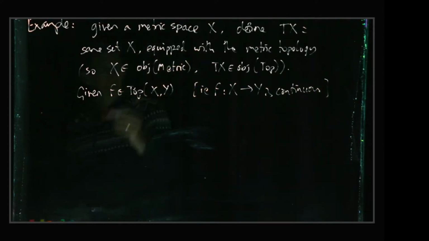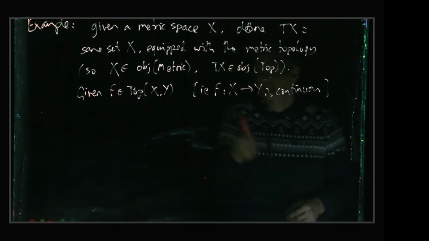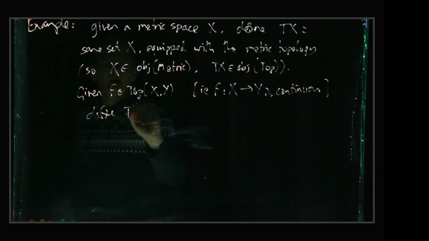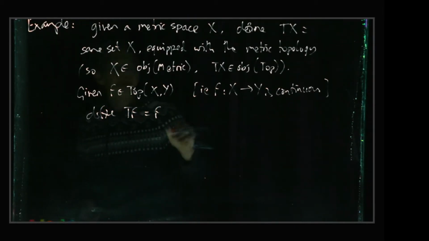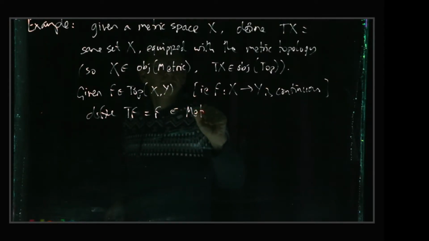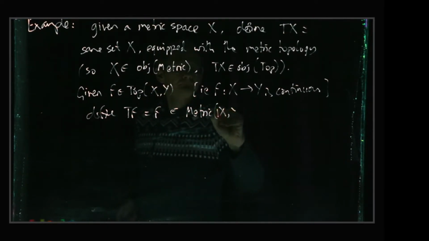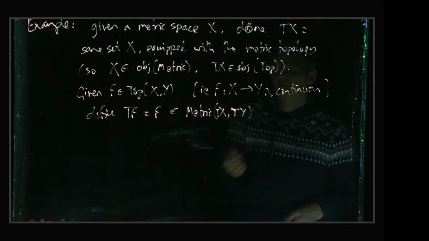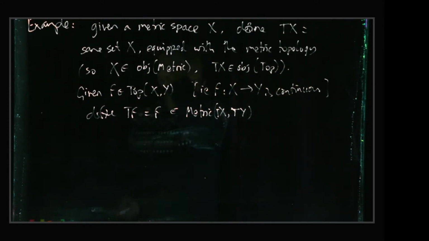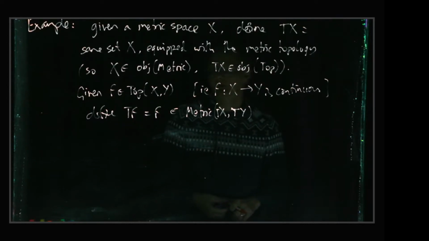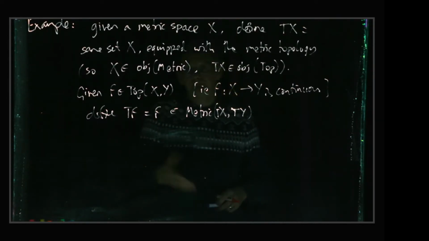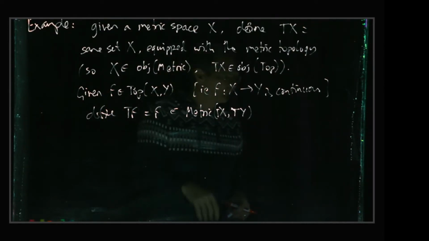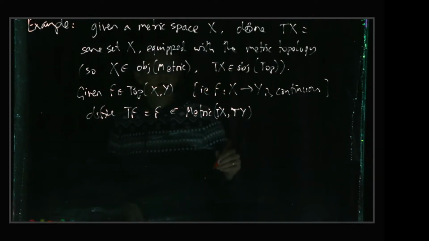So we've got a morphism in the category of topological spaces from X to Y. That just means it is a continuous function from X to Y. And then we just define Tf is equal to f. So morphisms in the category of metric spaces are just continuous maps. Morphisms in the category of topological spaces are just continuous maps. So this original f, we can regard it as a morphism in Top or as a morphism in Metric. It's just the same thing.